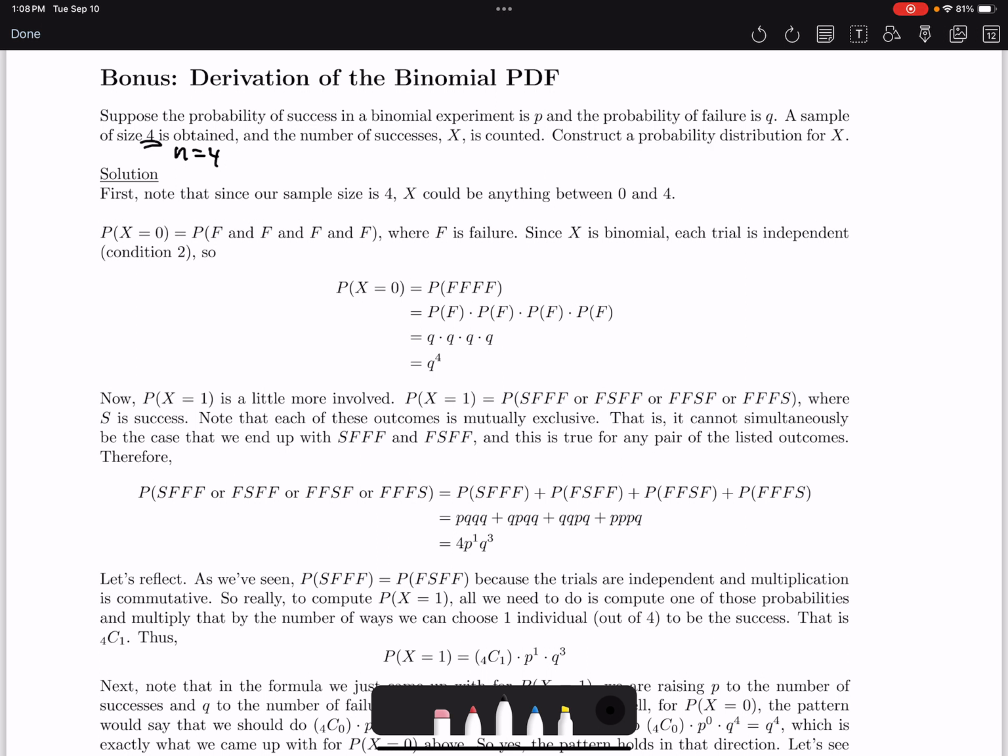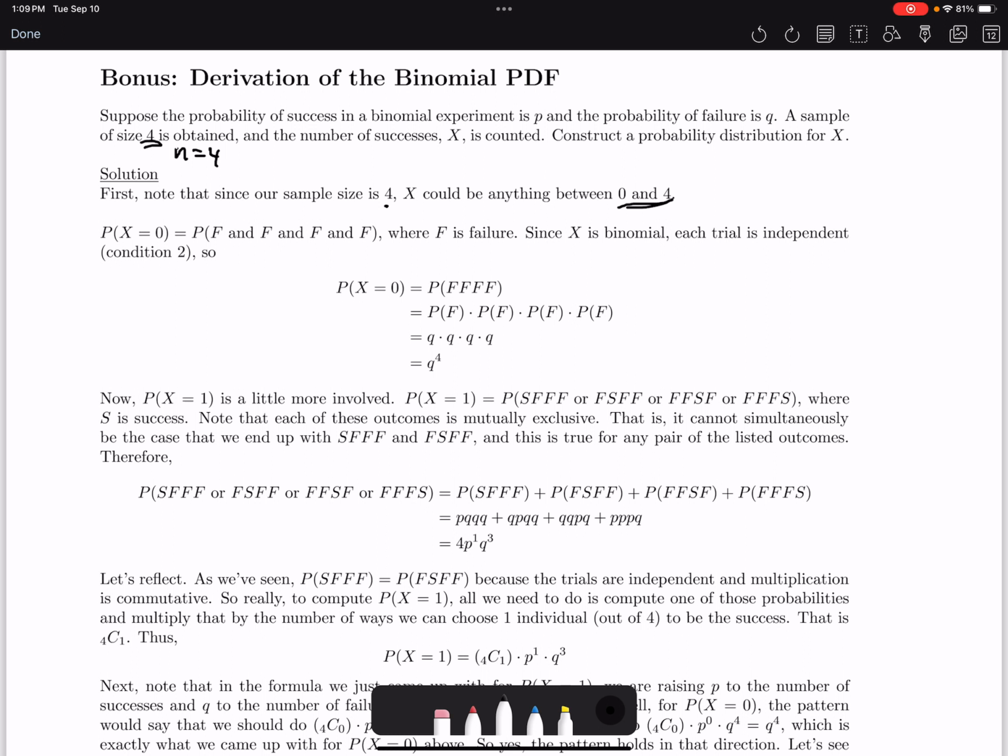Okay, so first of all, note that since our sample size is 4, x can be anything between 0 and 4. So we can start off trying to find the probability x equals 0. That one's actually not too bad, because the probability x equals 0 is the probability of F, where I'm using capital F to represent failure. So it would be the probability of failure and failure and failure and failure, okay?